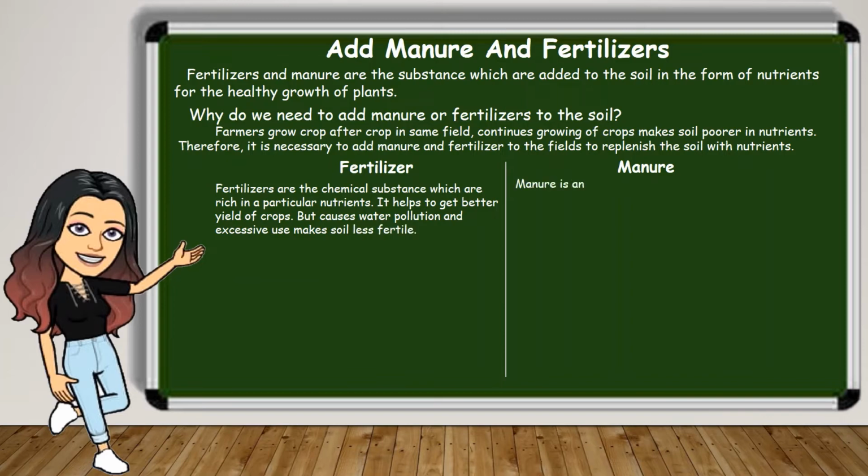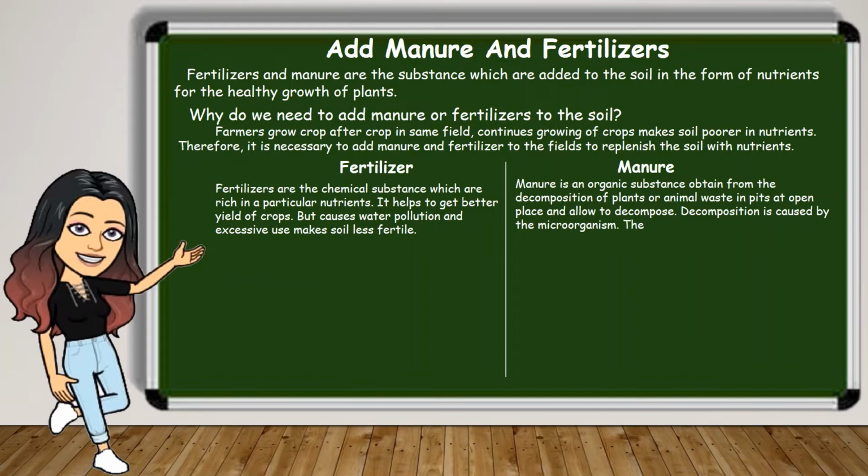And manure is an organic substance obtained from the decomposition of plant or animal waste in pits at an open place and allowed to decompose. Decomposition is caused by microorganisms. The decomposed material is used as organic material. The process of adding manure and fertilizers to the soil is known as manuring.